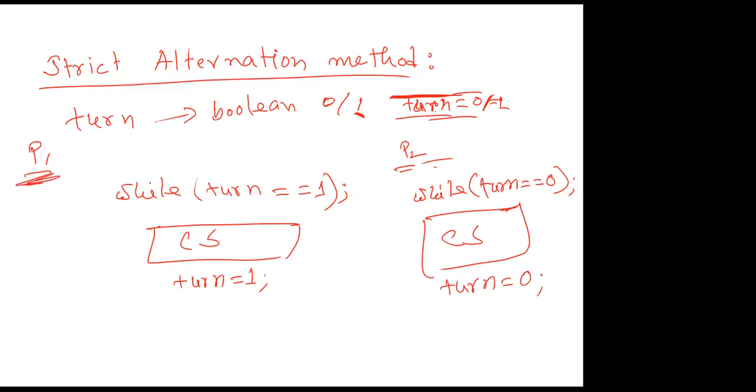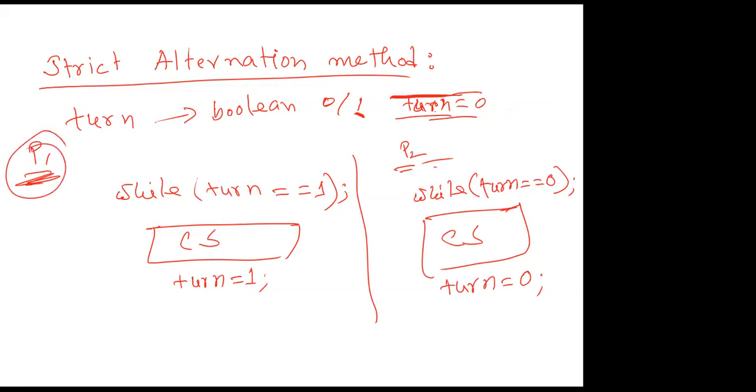So here they actually use one turn variable, and they just change this turn value. This is the two process solution. Then let's check how it works. Let's say initially the turn value is 0. So how does it work?